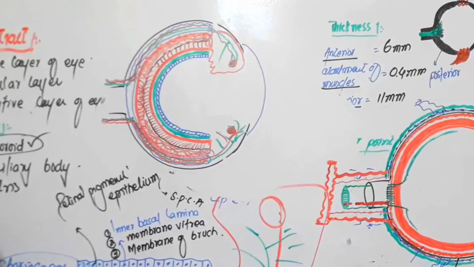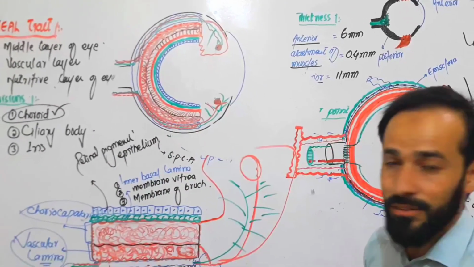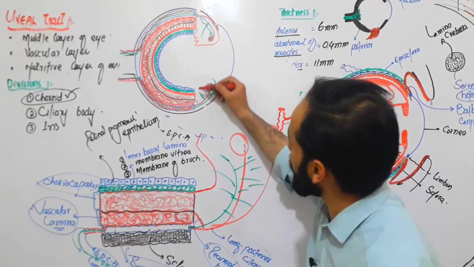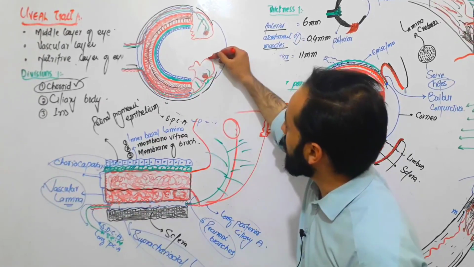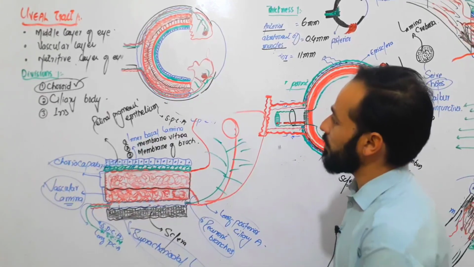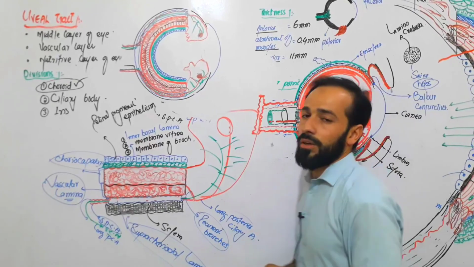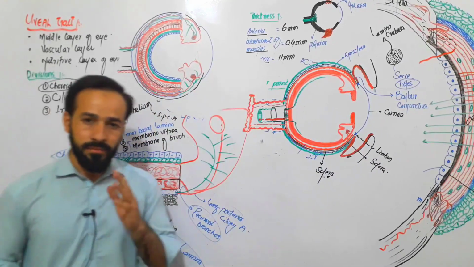Now we are finished with the choroidal layer, and I hope you like the lecture, friends. In the next lecture we will discuss about the ciliary body, and then we will discuss about iris and other parts. So this was all about the structure of choroidal layer. See you in the next lecture, friends. Till then, Allah Hafiz.